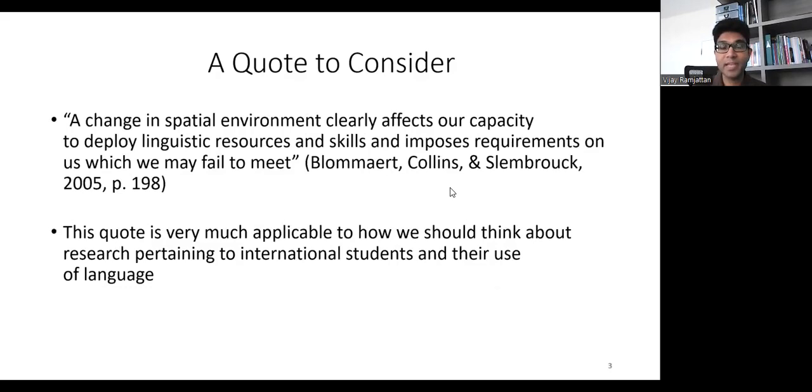So to better explain the title of this lecture, I want us to consider this quote from Blommaert et al. 2005. They say, quote, "A change in spatial environment clearly affects our capacity to deploy linguistic resources and skills and imposes requirements on us which we may fail to meet." So to paraphrase here, it's important to recognize how the physical spaces we occupy can constrain the language practices we're able to use. So at least for me, I think this quote is very much applicable to how we should think about research pertaining to international students and the use of language.